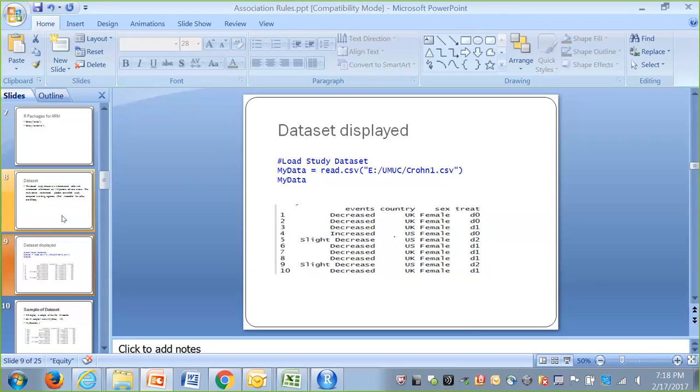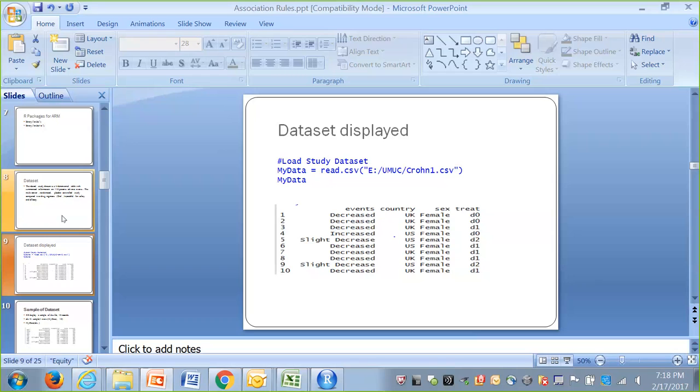Here we have a set of events, which I've rounded up, a couple of countries, the sex, typically male or female, and then a particular drug, D0, D1, D2, and we don't know which one is which. So we don't know if it's a placebo, we don't know if it's an oral or an injectable. We just know it's a particular drug.